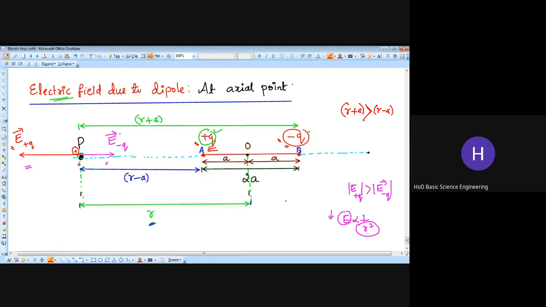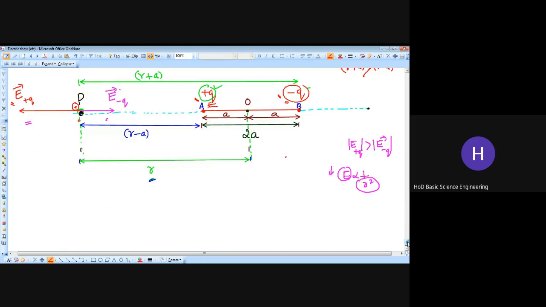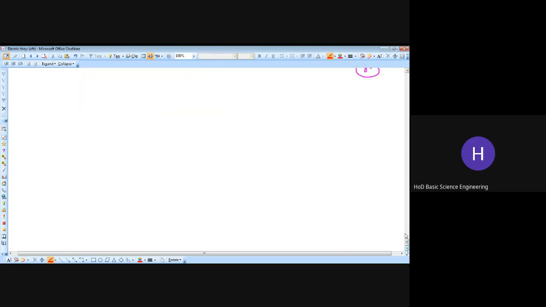Now, we need to get total electric field at P, right? Total electric field at P. So, how to get total electric field? You need to add these two electric fields. Net electric field at P is nothing but vector sum of E plus Q and E minus Q. Okay. For that, we need to write an expression for E plus Q and E minus Q first. So, let us write expression for E plus Q. Okay. E plus Q, vector E plus Q.